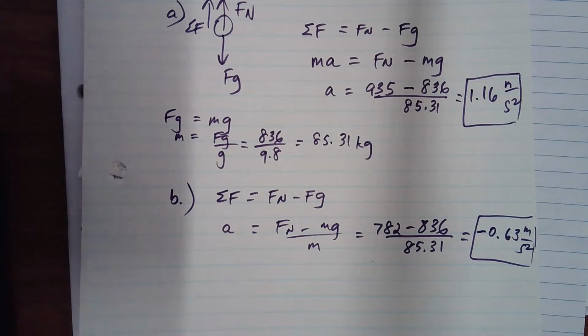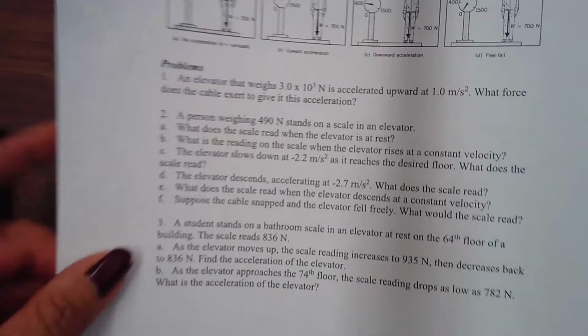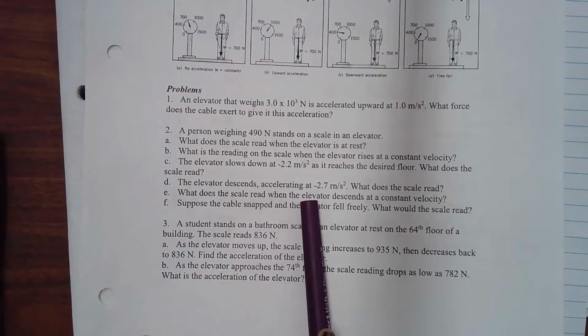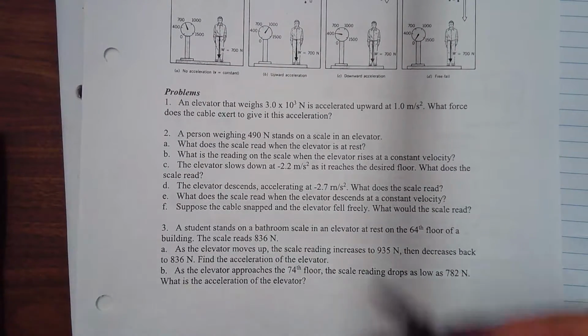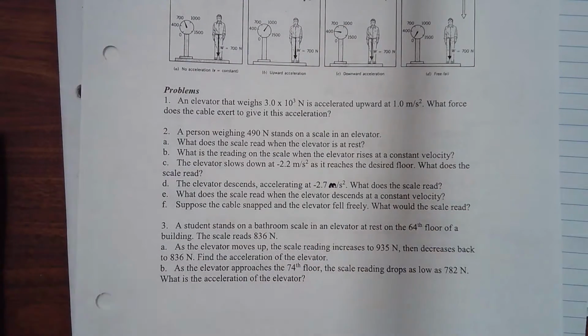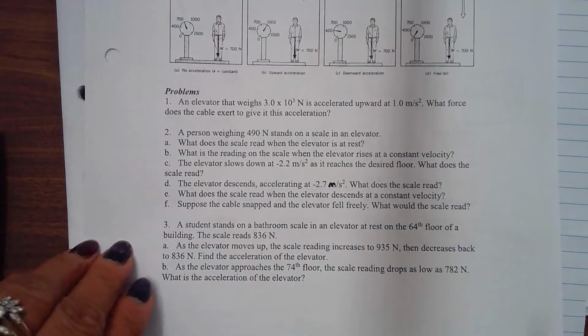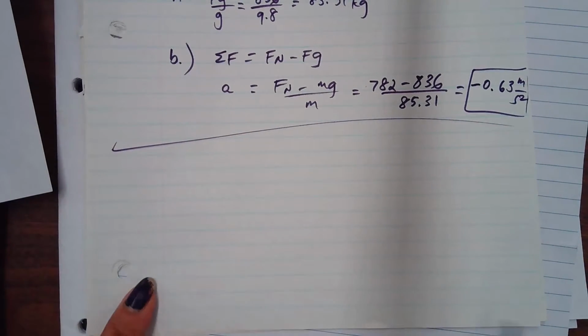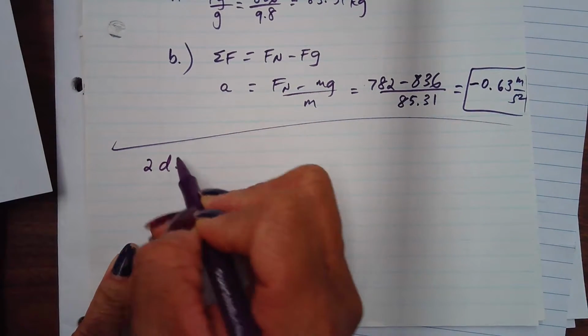Number 2, B, okay. D, the elevator descends, okay, we're looking at number 2D. So the elevator now is going down, accelerating at -2 meters per second squared. What does the scale read? Okay, I'm going to do that here. So this is number 2D.